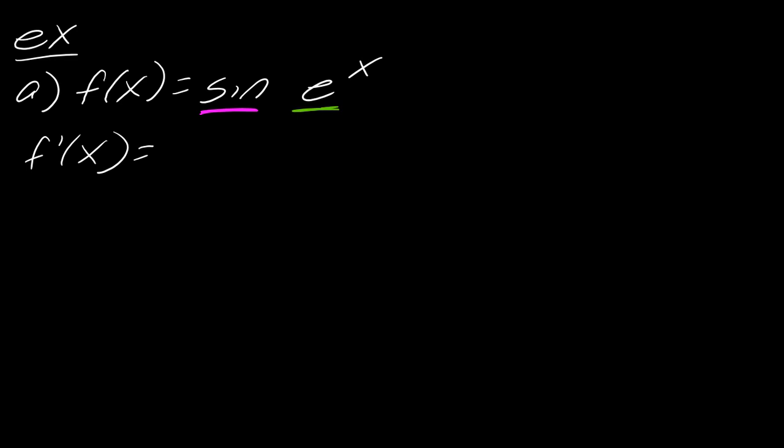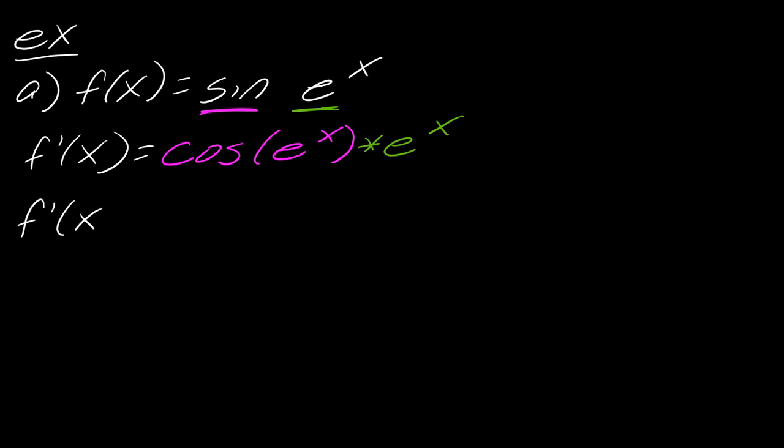So I'll color code my derivatives as I take them. The derivative of sine is cosine, and then remember, you leave the inside function intact, and then you multiply that by the derivative of the inside function, which will just be e to the x. So in the end, my answer will be e to the x cosine of e to the x.